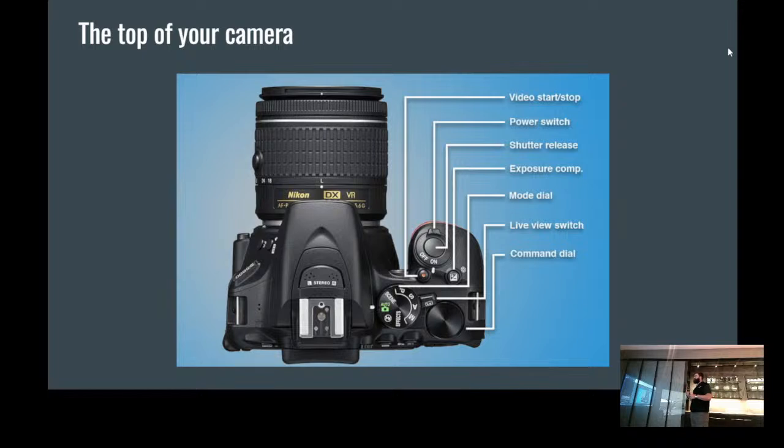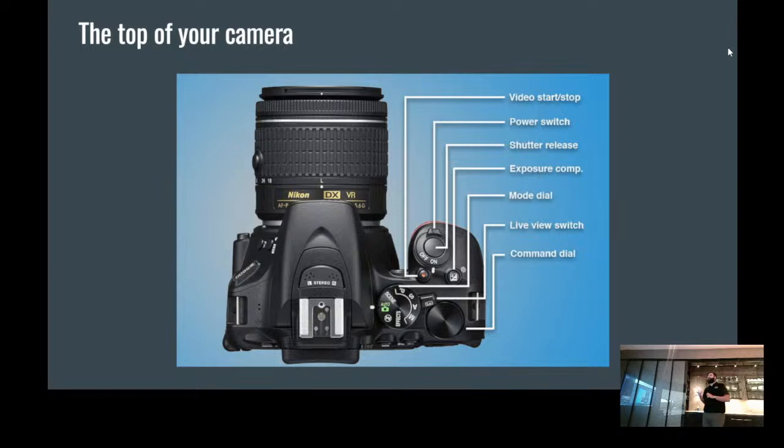Your power switch is going to be pretty self-explanatory. That's your ability to turn the camera on and off. Typically it's a switch, and typically it's next to the shutter release. The shutter release is your ability to take the physical photo. If you do a half squeeze on the shutter release, you're going to focus in on the image. A full squeeze will make that shutter close and open, which will then take your image.